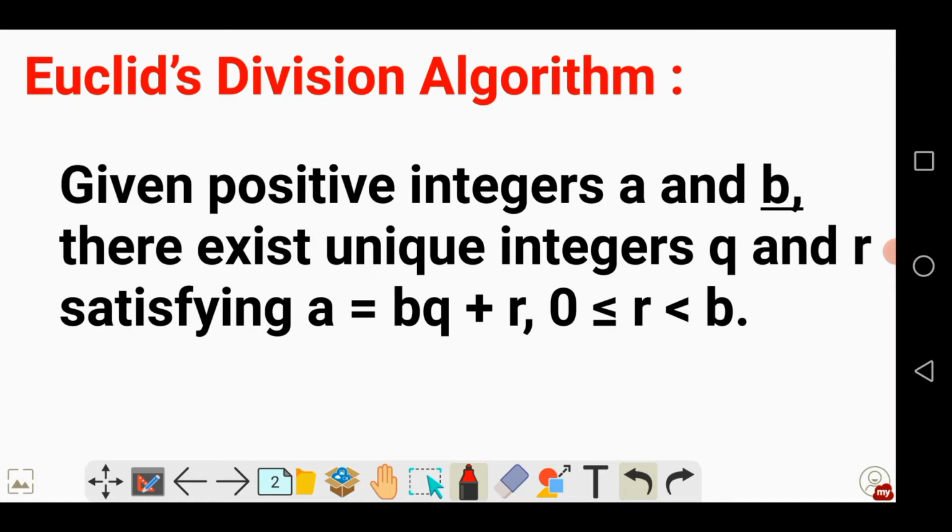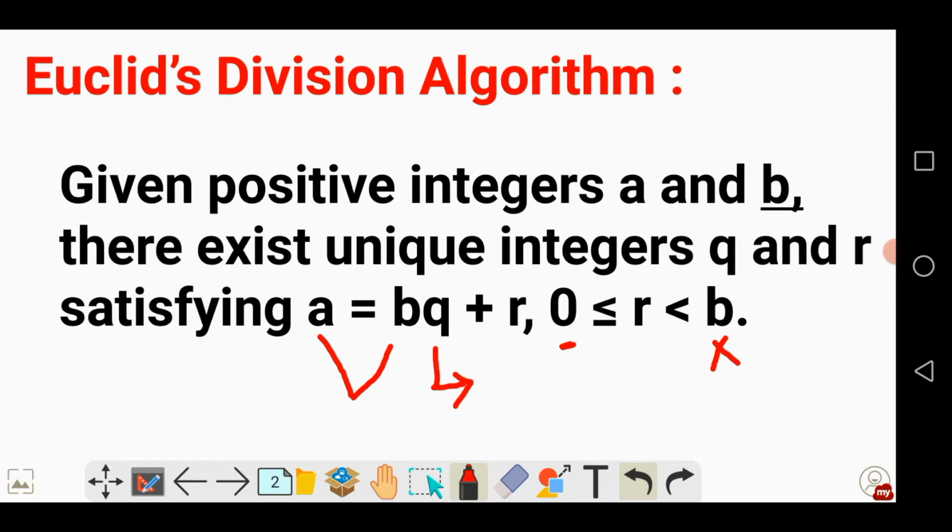Given positive integers a and b, there exist unique integers q and r satisfying a equal to bq plus r, where 0 is less than or equal to r, and r is less than b. So 0 can be accepted and b cannot be accepted. That is the definition. So a and b are two positive integers, there exist unique integers.